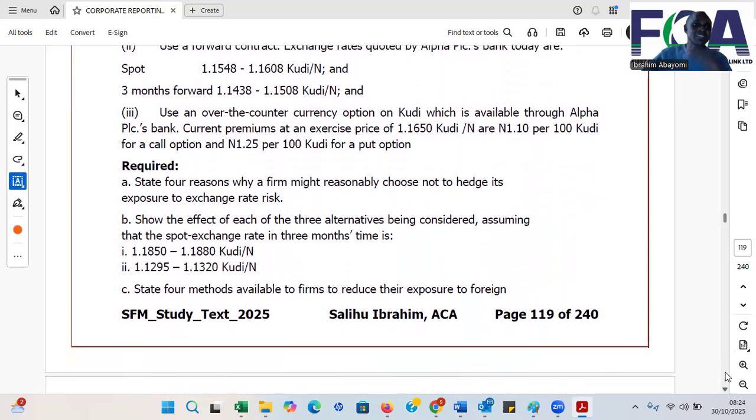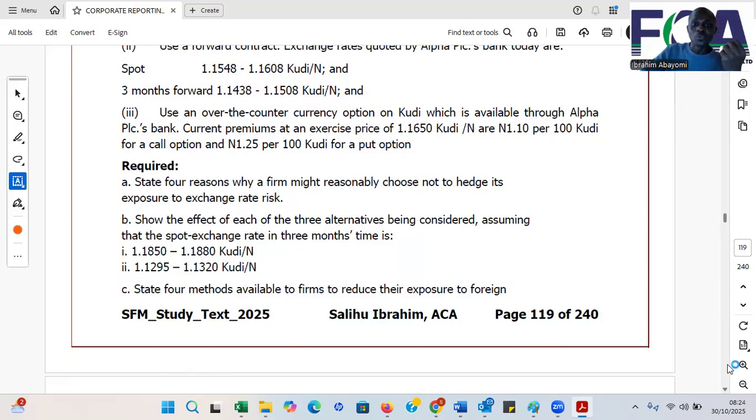Required: A, state four reasons why a firm might reasonably choose not to hedge its exposure to exchange rate risk. B, show the effect of each of the three alternatives being considered, assuming that the spot exchange rate in 3 months' time is 1.1850 to 1.188, or 1.1295 to 1.132. And C, state four methods available to a firm to reduce the exposure.